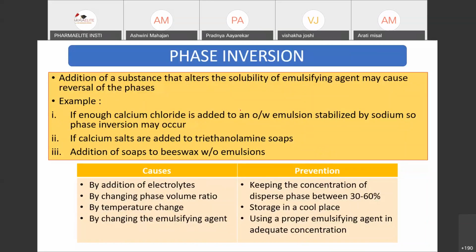In the miscibility test, if on addition of water it is becoming homogeneous, what type of emulsion will it be? It is becoming homogeneous as I am adding water, meaning water is the external phase, so it is an oil in water emulsion. Great.